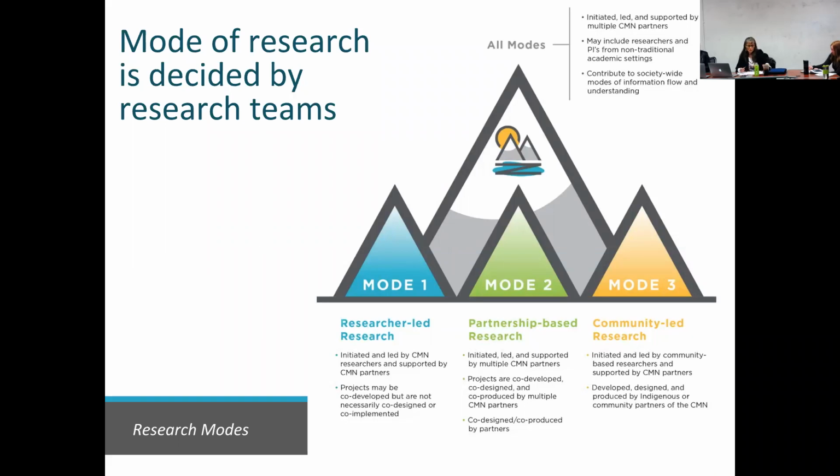And Mode 2. This mode may be suitable when network partners are interested in collaborating at all stages of the research project. Also, the projects are co-developed, co-designed, and produced by multiple network partners, including researchers and knowledge users, such as communities, industry, governments, Indigenous organizations, and non-government organizations as well. So the projects also will be co-designed and co-produced with all engaged partners.